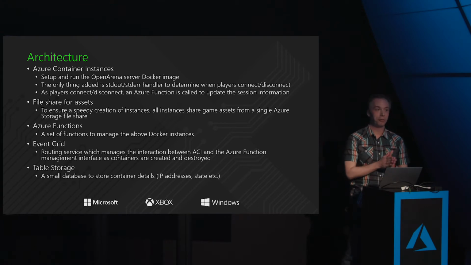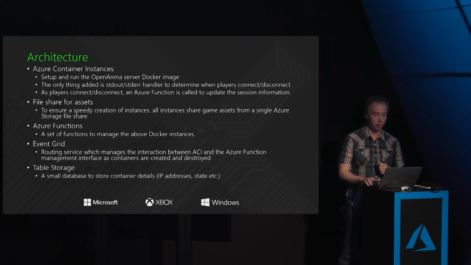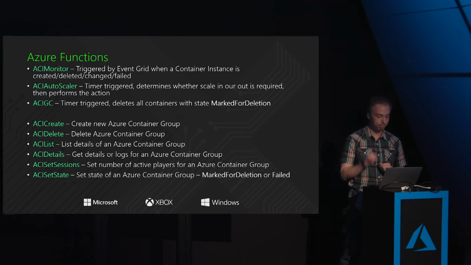We use Azure Functions, which is actually the management interface for the entire thing. I'll show you the list of what those functions are, but that's how we spin up, shut down, and monitor those instances. Event Grid, as I said, is going to help us know when instances spin up and when they're deleted. And finally, Table Storage, which we just use to grab IP addresses, the port number that the image is running on, where the image came from, and some other statistics that we might need in order to run this service.